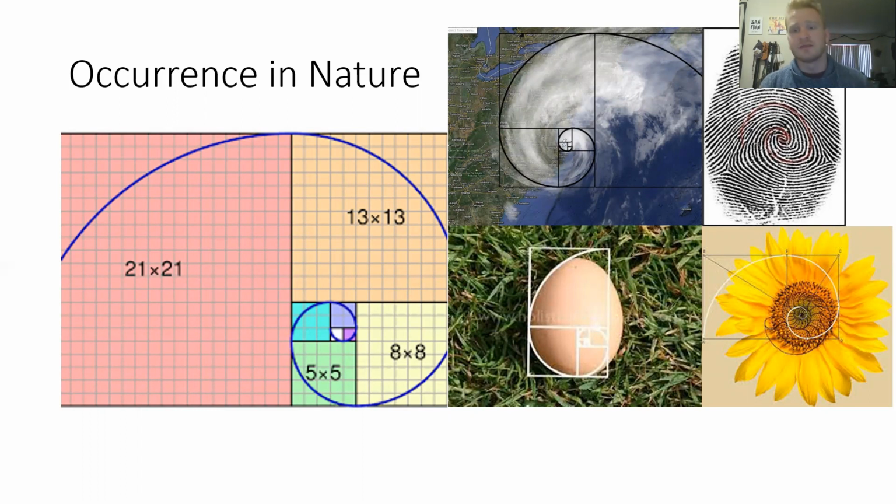Now, if you look at the images on the right, you'll notice that this Fibonacci spiral is actually seen in many different things in nature. For example, the outside of an egg, a flower, even the outer edge of a storm system, and your fingerprint has Fibonacci spirals in it. What do all these things have in common? They have Fibonacci spirals. That's about it.